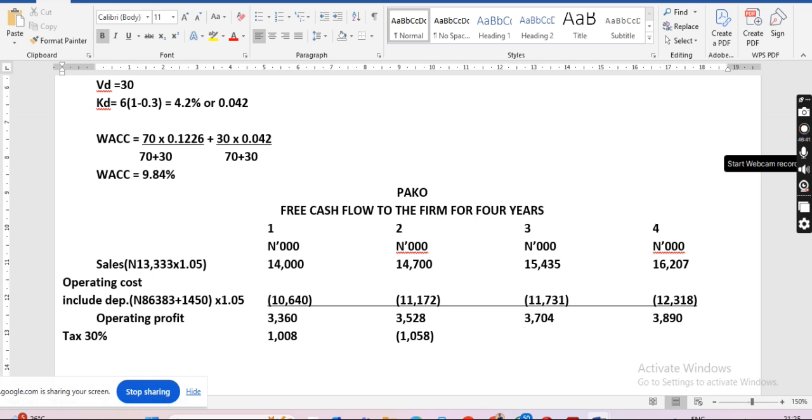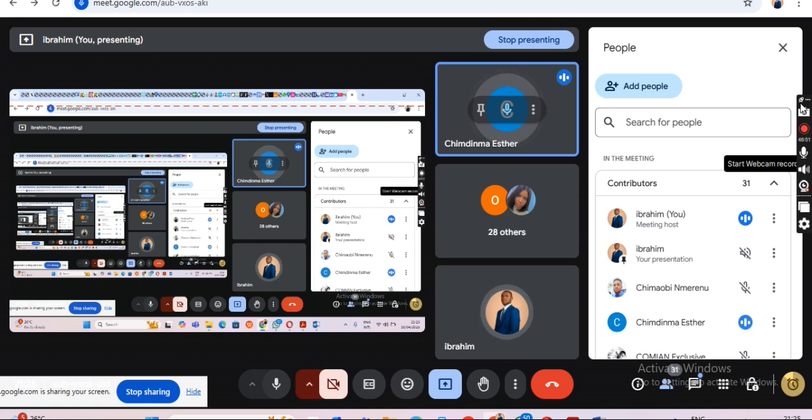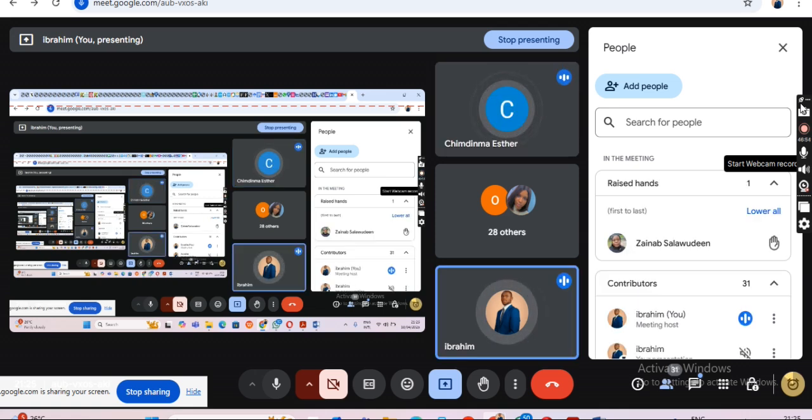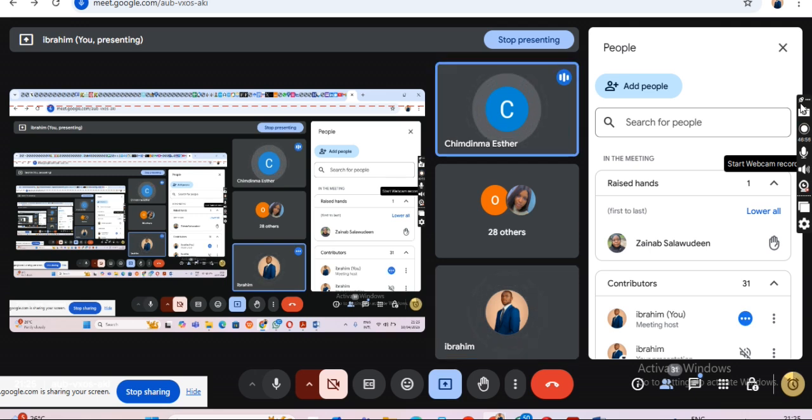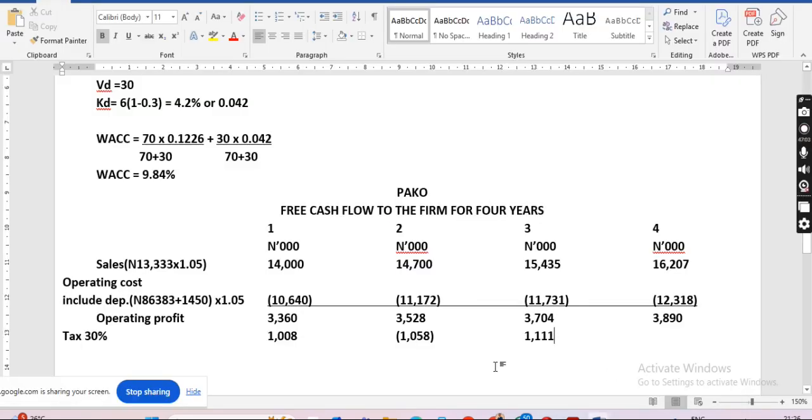How did you get the operating profit? The last one is 681. If you have a question, kindly make use of the chat button or indicate, please. Next, 1167.